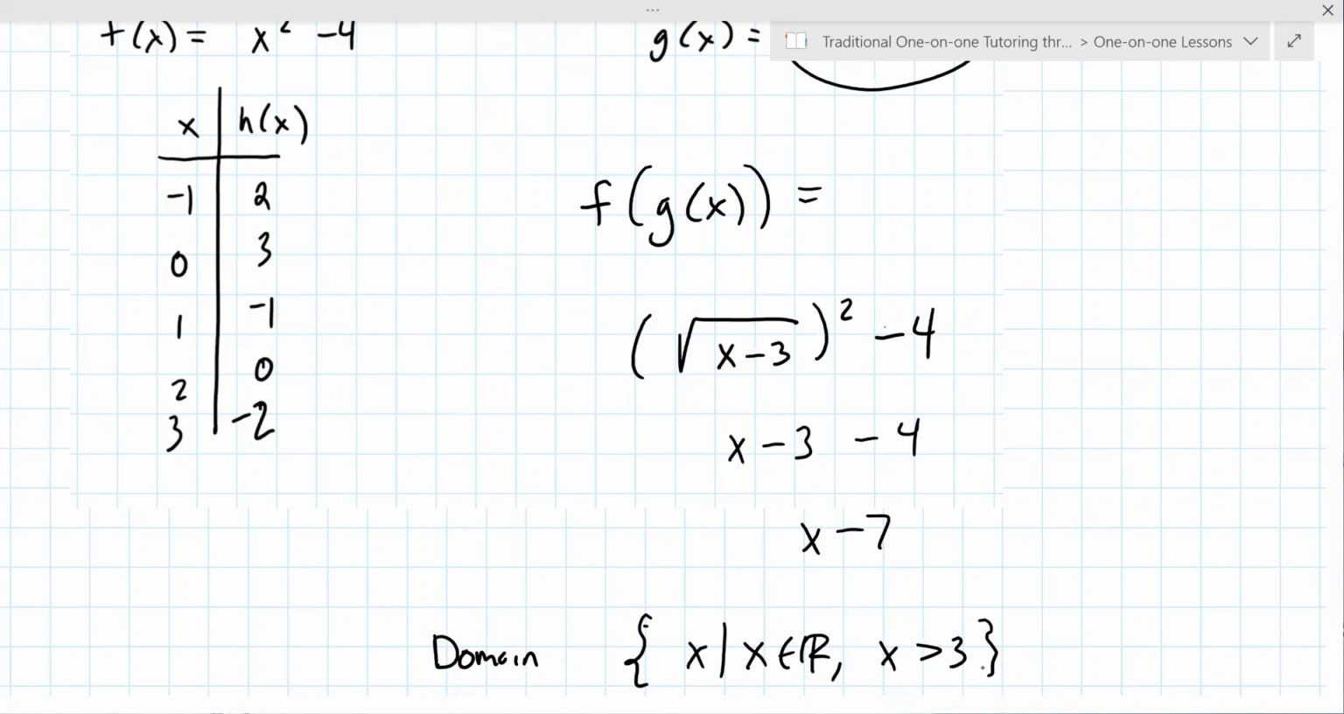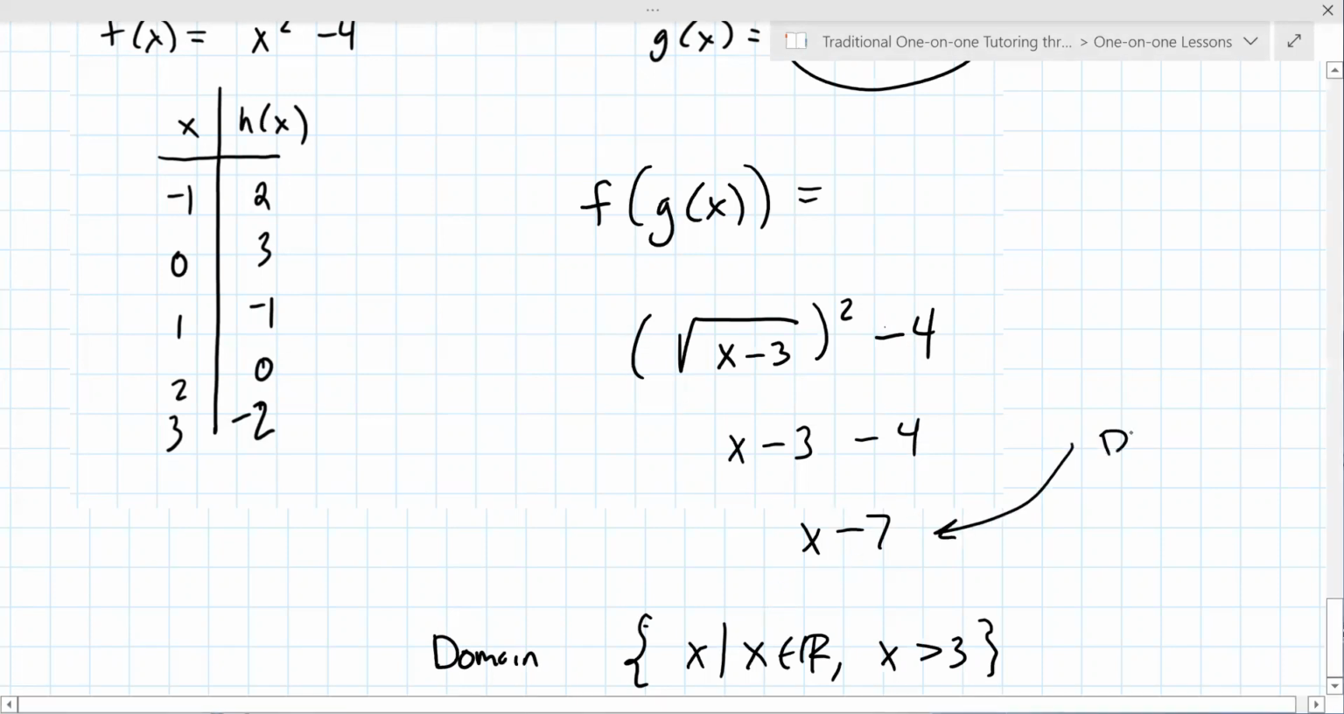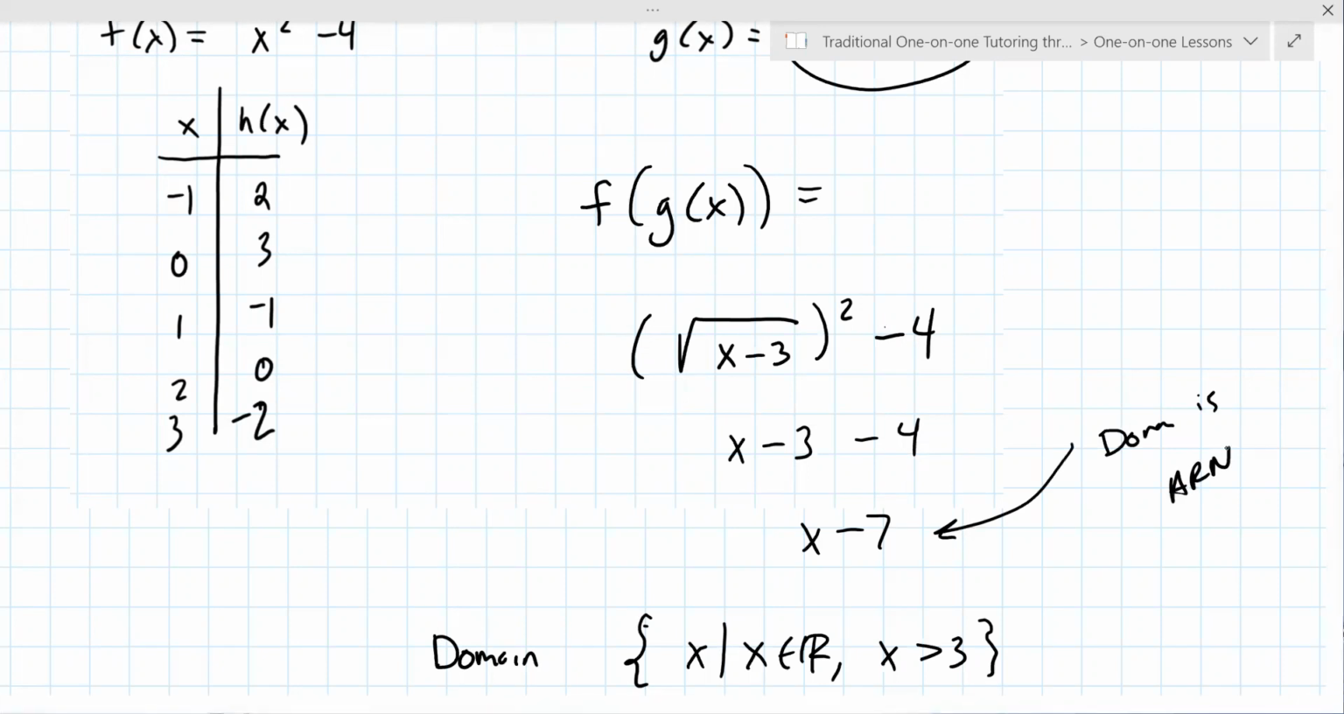You got to remember this in the heat of the test, quiz. I wouldn't beat yourself up if you didn't remember it. So the issue is that when you get to X minus 7, you might think the domain of this is all real numbers, but where did it come from? And where it came from has a more restrictive domain.